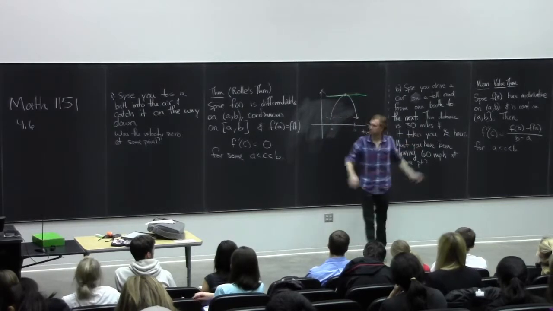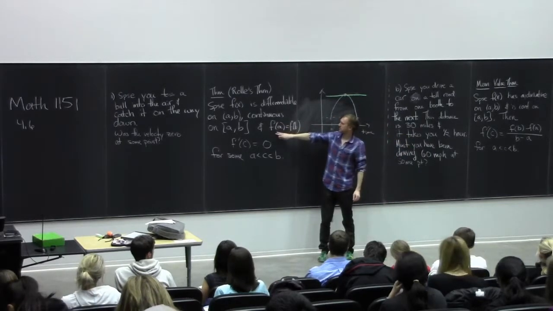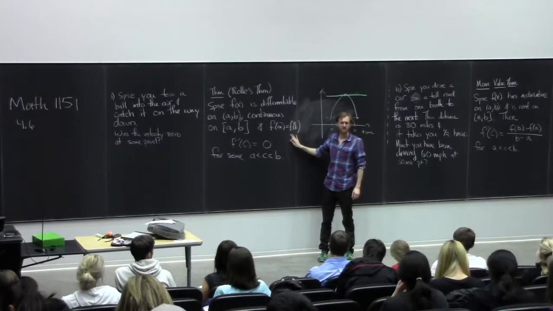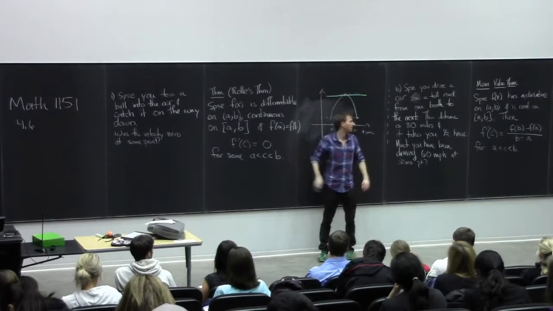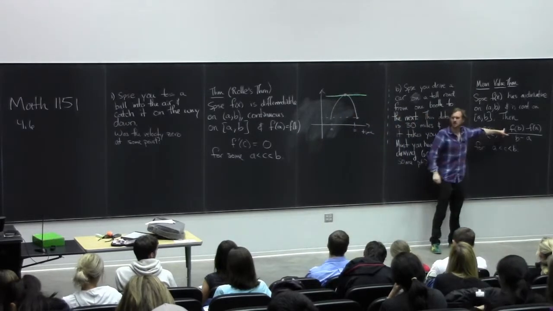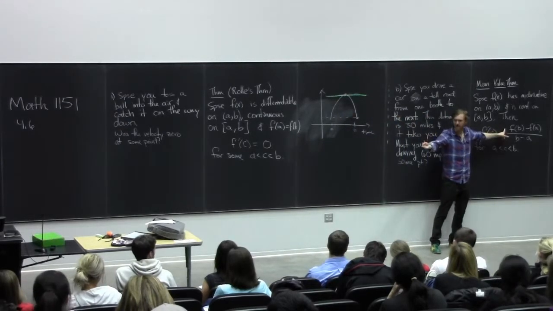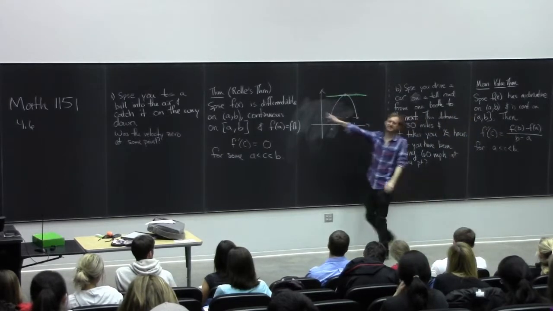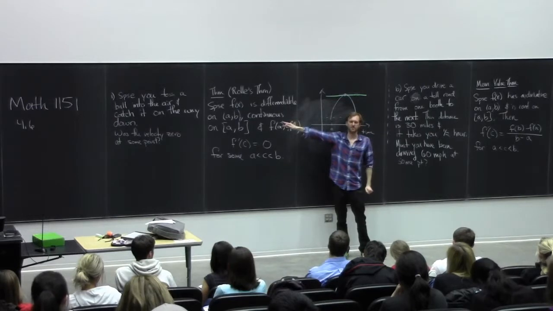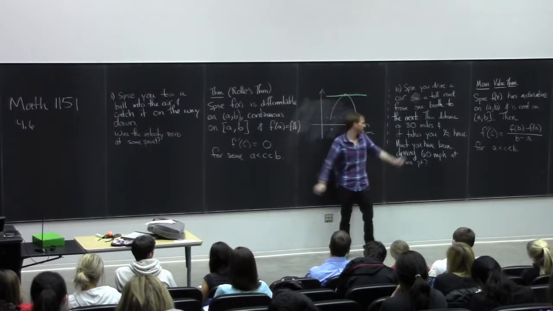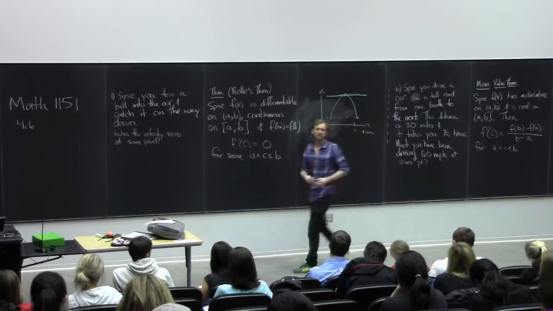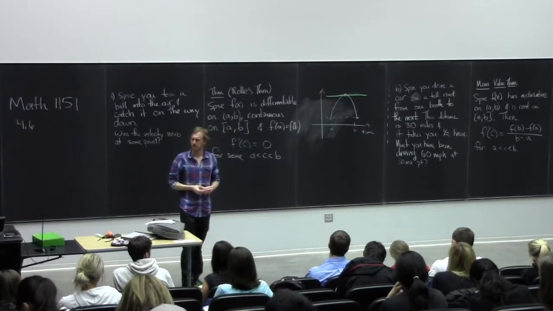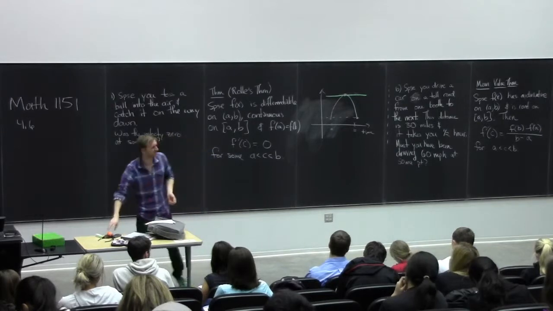What's the connection though? Slope. What else does Rolle's theorem say? f of a equals f of b, right? And what's that mean over here? It means the numerator is 0, right? This is a special case of the mean value theorem. This is the case when f of b equals f of a. Does that make sense?